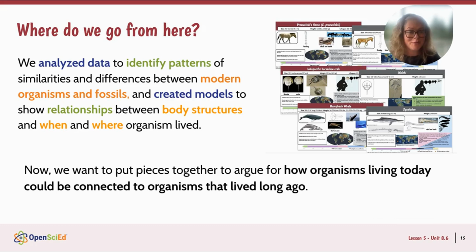So where do we go from here? Now that we've done all this sequence in our lesson, where do we go? Well, we realize that we analyze data to identify patterns of the similarities and differences between modern organisms and their fossils. And we created models to show these relationships between body structures and then when and where the organism lived. So now we want to put together all of the pieces from this lesson as well as our previous ones to argue for how organisms living today could be connected to the organisms that lived long ago.